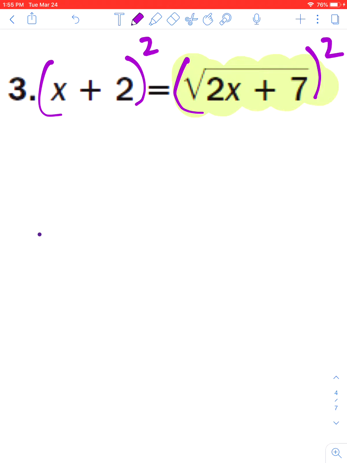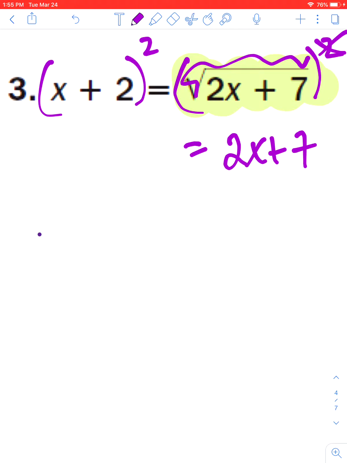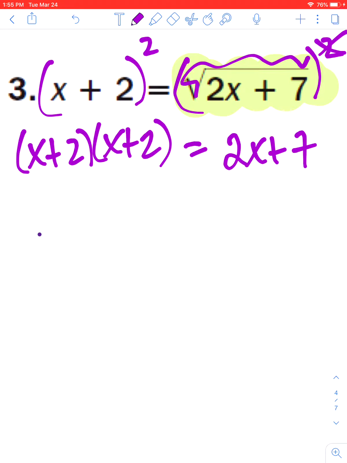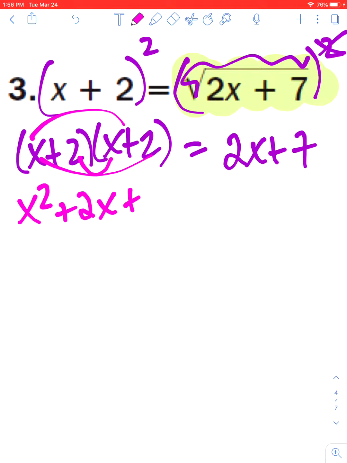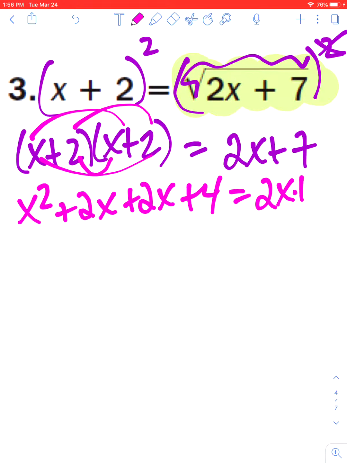The right side is easy. The power of 2 and the square root undo each other, but be careful. That left side is x plus 2 times x plus 2. So we've got some algebra on our hands. Here we go. For step 3, to solve, x times x is x squared plus 2x plus 2x plus 4 equals 2x plus 7.